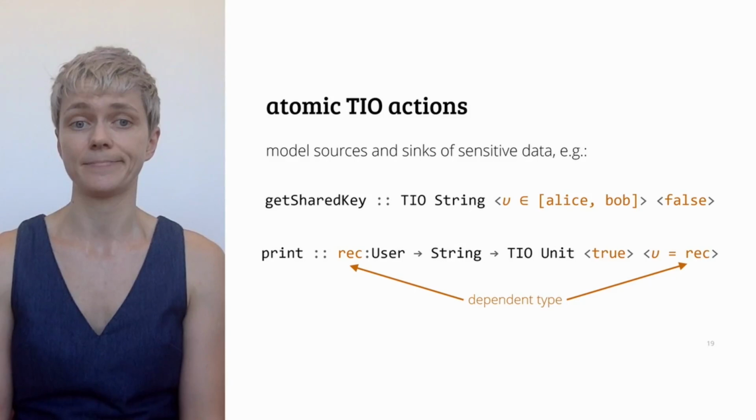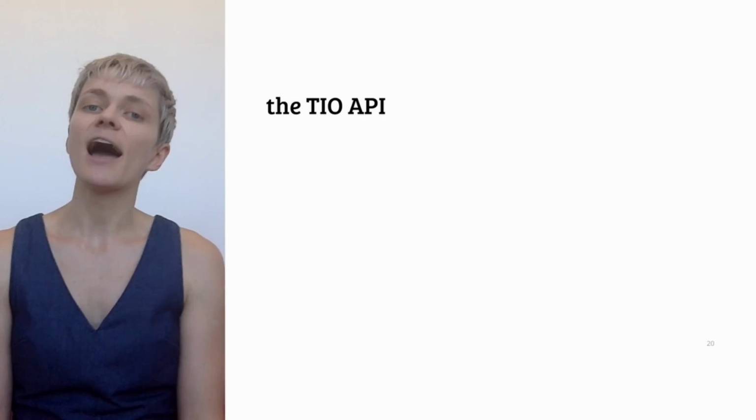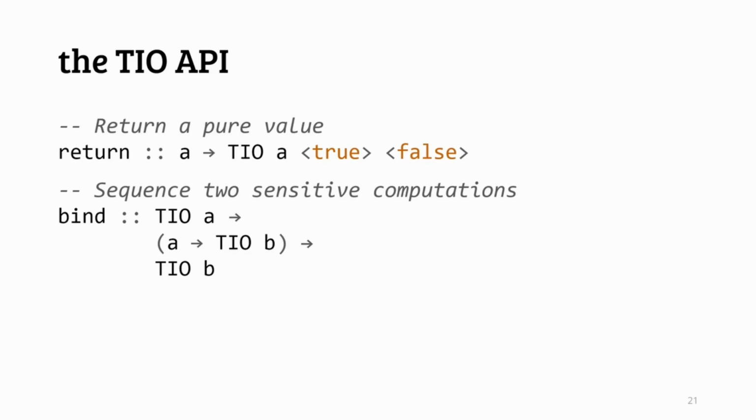Atomic actions are combined into computations using the TIO API that Lefty provides. The core of the API are the standard monadic primitives return and bind. Return simply wraps a pure value into a sensitive computation, and so its labels are trivial. The type of bind, on the other hand, is key to correctly tracking information flow in Lefty.